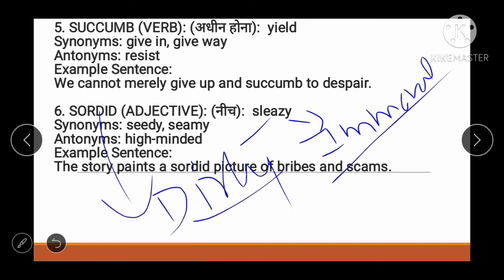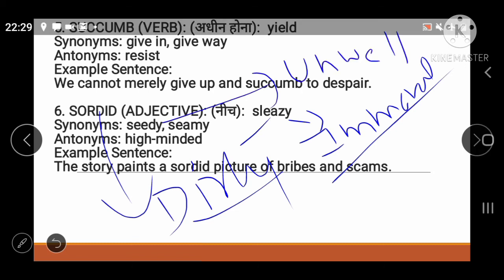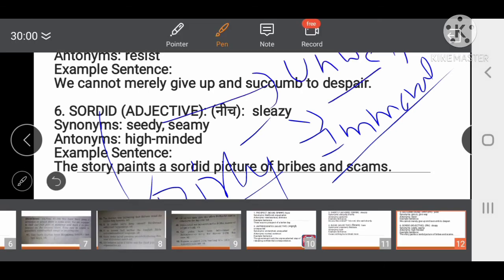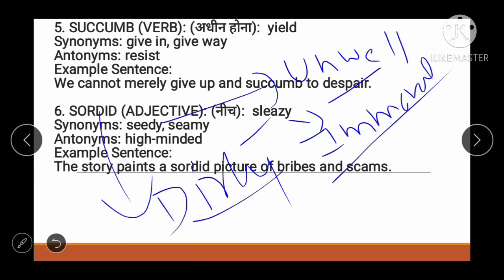Okay, seedy means क्या होता है, unwell. Seedy means unwell. Okay, then what is seamy, it means disreputable. All right, so what would be the antonym, high minded. I told you sleazy means immoral, and high minded means full of moral. Okay, now let's see an example. The story paints a sordid picture of bribes and scam. A story paints a sordid, means an immoral picture of bribes and scam.